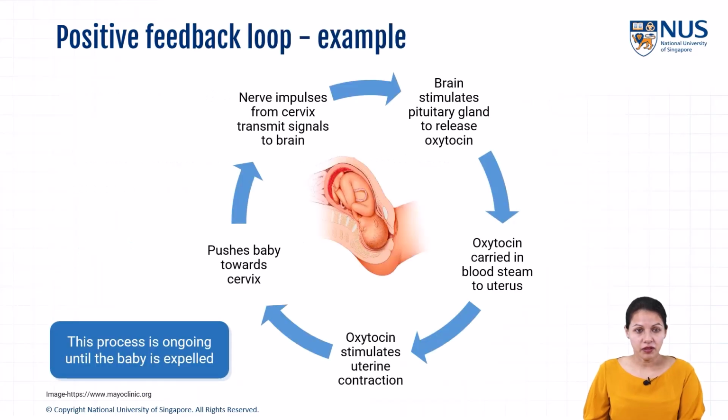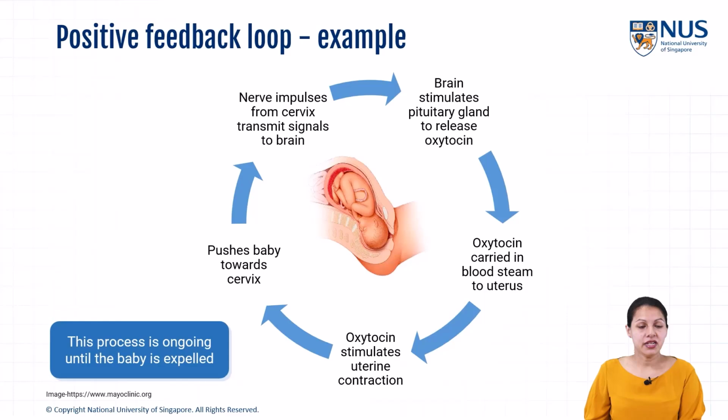So during childbirth, oxytocin is released by the pituitary gland and it's carried in the bloodstream to the uterus. And oxytocin stimulates uterine contractions to push the baby out towards the cervix and for the baby to be delivered. So when the baby is pushed towards the cervix, the nerves in the cervix will generate and transmit signals to the brain to release more oxytocin.